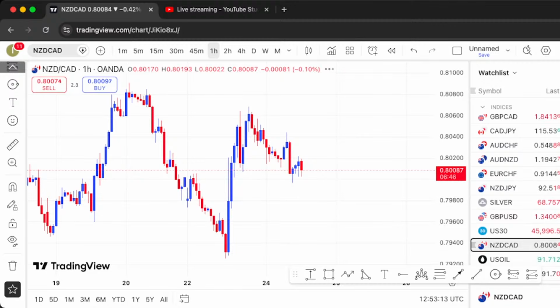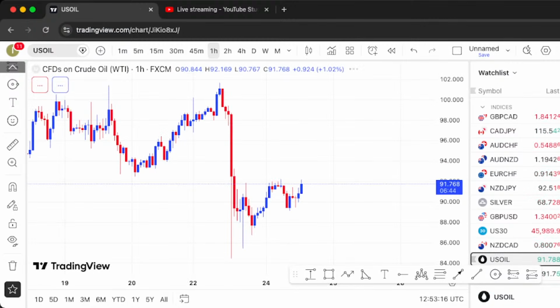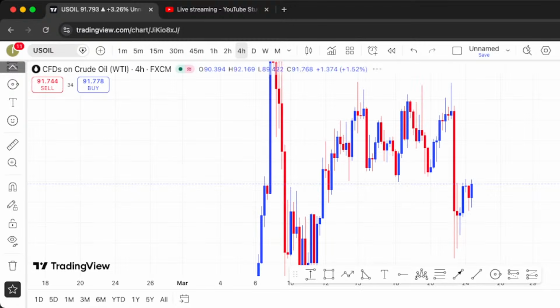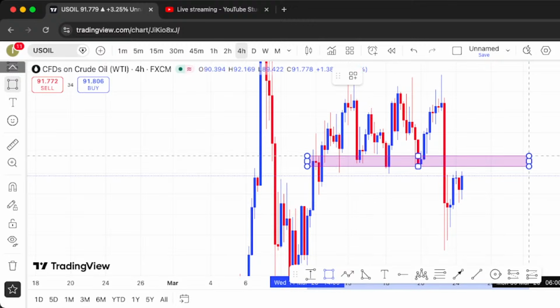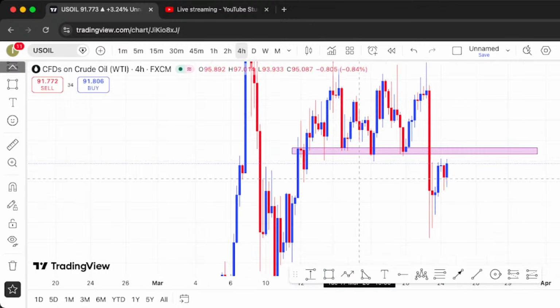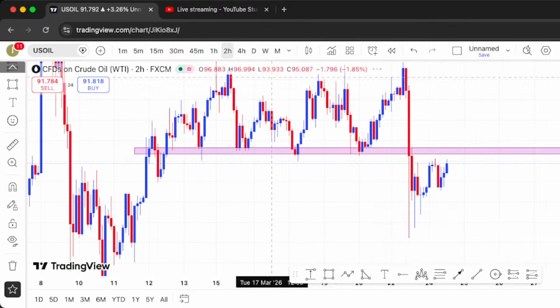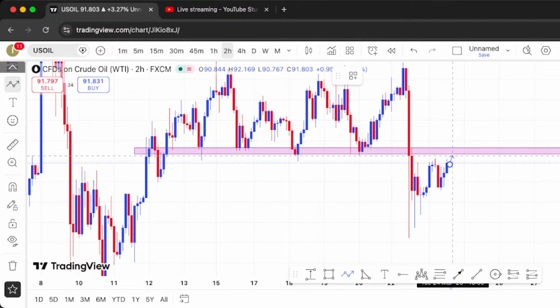NZD CAD in our view. US oil. On the higher time frame, at least on H4, wow, we had a very clean change of character at this level. The market broke the structure and changed the character to perfection. A very clean structure. So what should we do? Wait for this pullback or retracement for more sells.